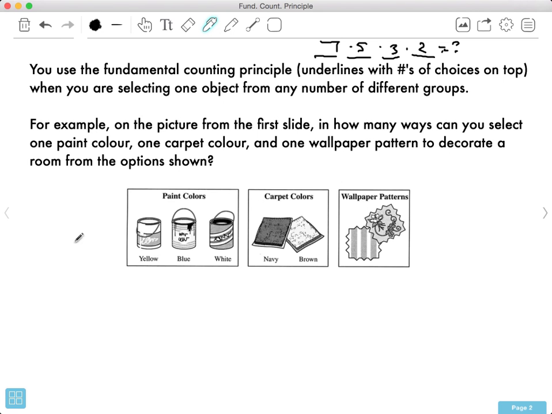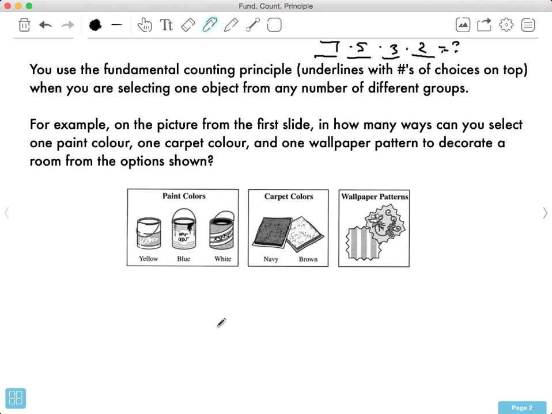Okay, so on the first slide we had this example. We've got 3 paint colors, 2 carpet colors, and 2 wallpaper patterns. I'm assuming we're not painting and wallpapering the same wall in a room. That would be silly. But if you're going to pick a paint color, a carpet color, and a wallpaper pattern for a room, in how many ways could you decorate the room if you're going to pick one from each?